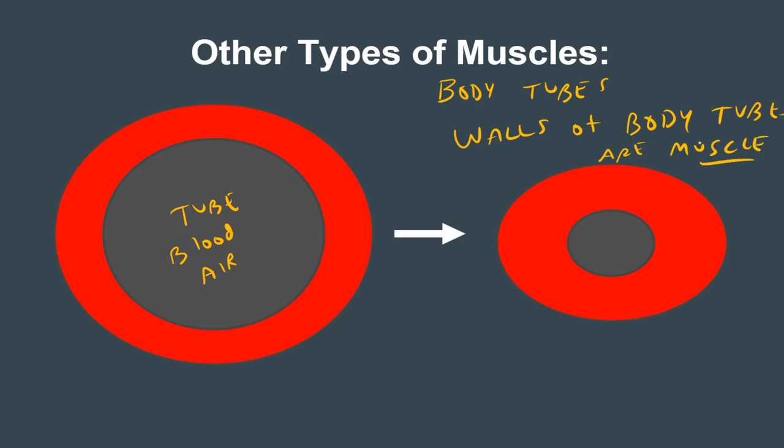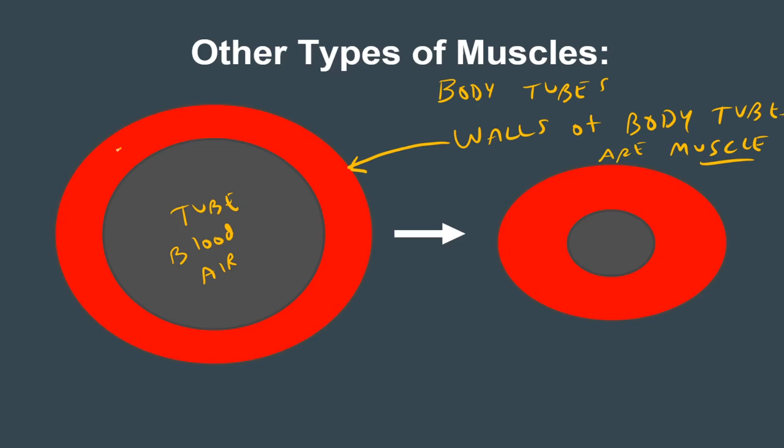That is something you probably did not know. Right now, you should really be thinking, wow, this is different. Now I know something else about muscles. It's not just about moving my bones. So the walls of the body tubes are here, what I have in red.